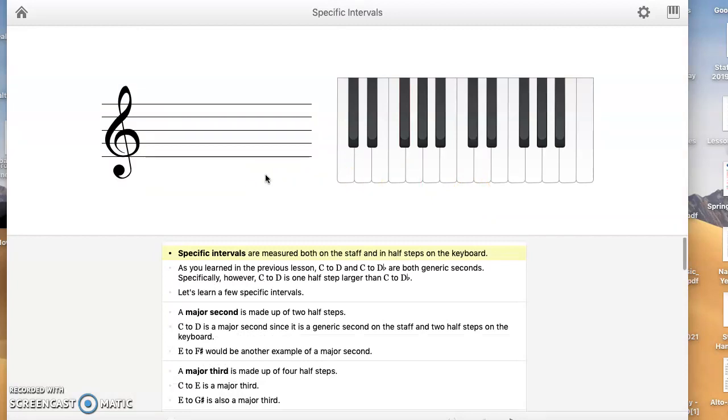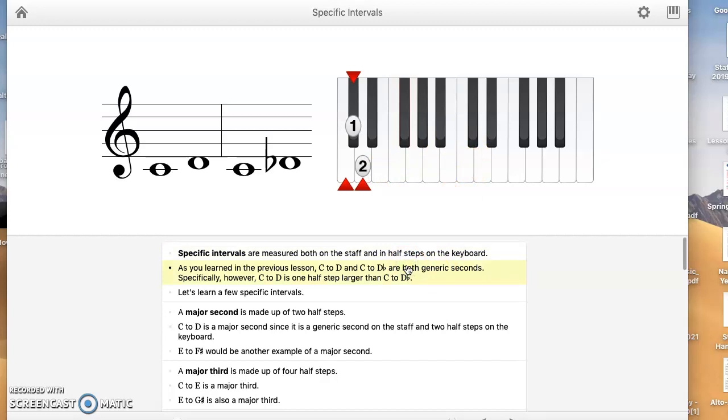This is really helpful to show you on a piano. Specific intervals are measured both on the staff and in half steps on the keyboard. So we're really going to be talking about half steps here. Remember, a half step is one note to the very next note. Most of the time it's from a white to a black key or a black to a white key, unless you are at an E to an F or a B to a C.